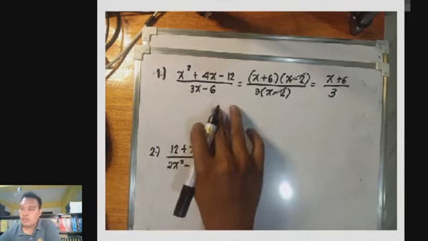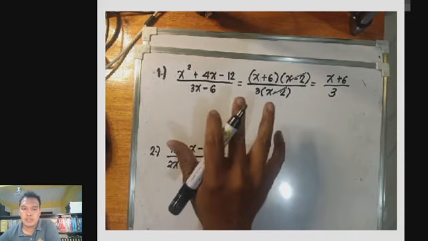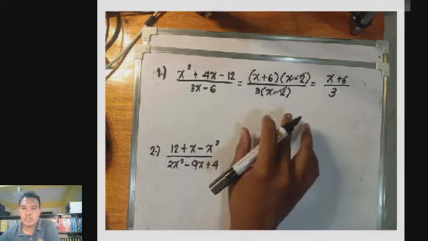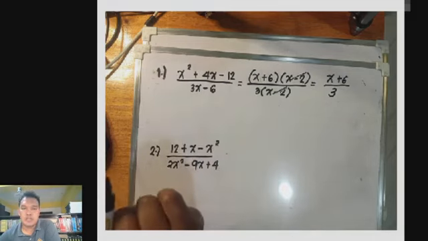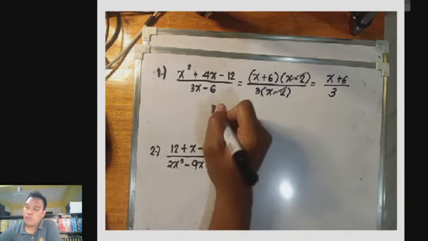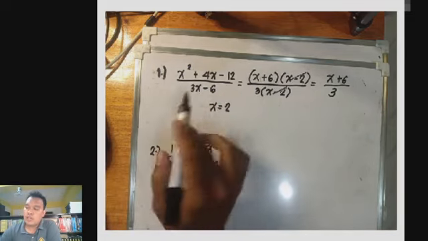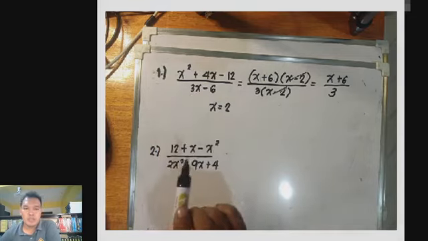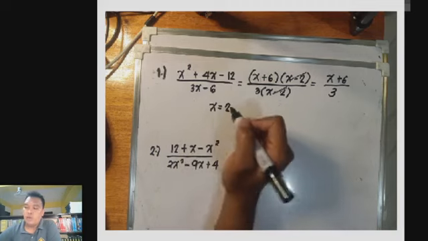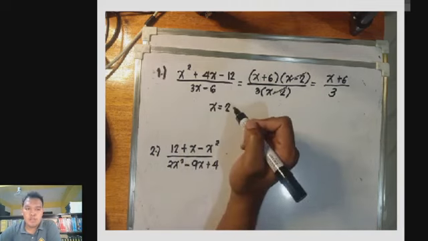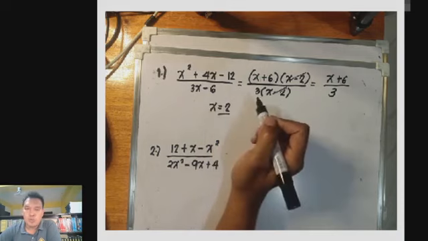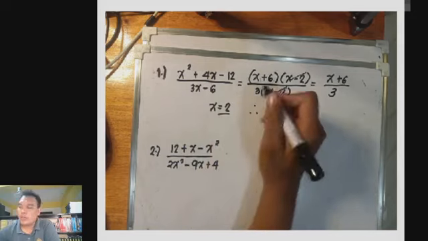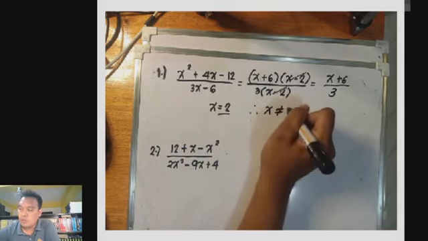Our domain here is the set of all real numbers except that x should not be equal to... Ano yung value nun? Yung value ng x na hindi dapat kasama dun sa expression natin. So, if we make x equivalent kay 2, tama bang 3 times 2 minus 6 is 6 minus 6. So, lalabas 0 po yung denominator natin. So, therefore, our excluded value of x is 2. So, dapat our domain is the set of all real numbers except x should not be equal to 2.